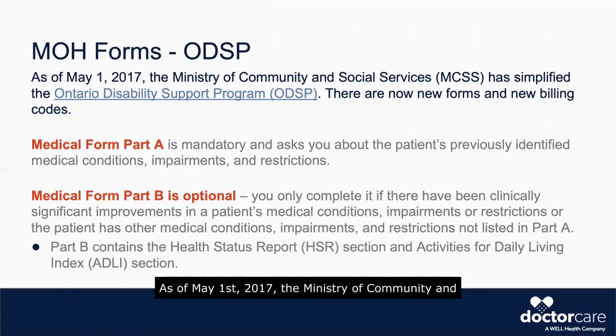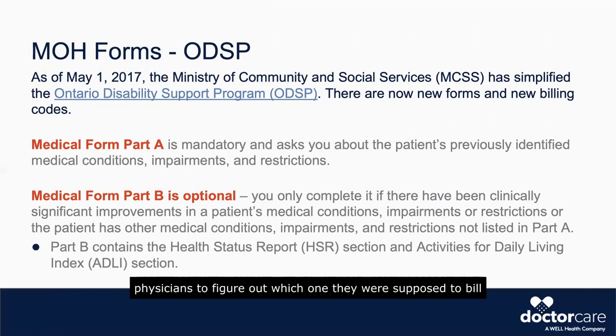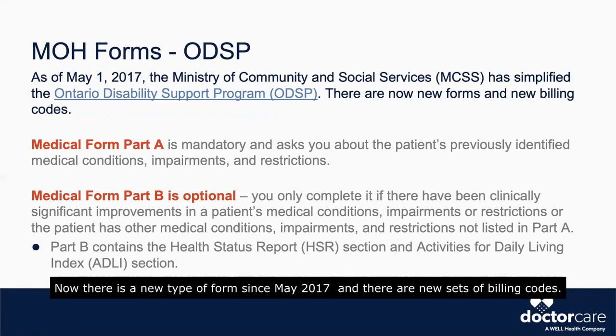As of May 1st, 2017, the Administrative Community and Social Services simplified this. Before that, it was a variety of different codes, and it was always confusing for physicians to figure out which one they were supposed to bill or which of the forms they were supposed to fill out. Now there is a new type of form since May 2017, and there are new sets of billing codes.